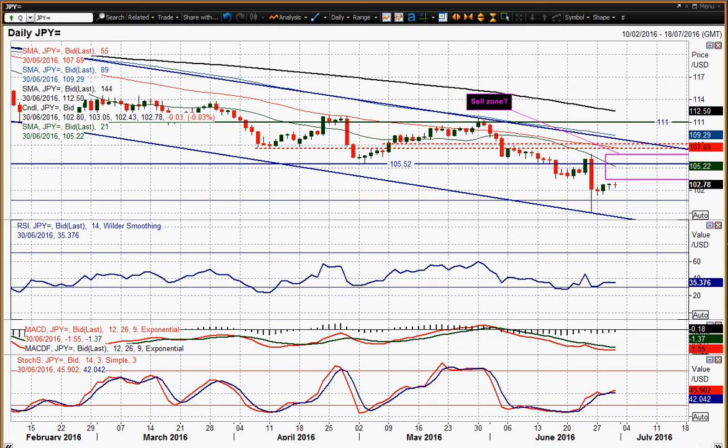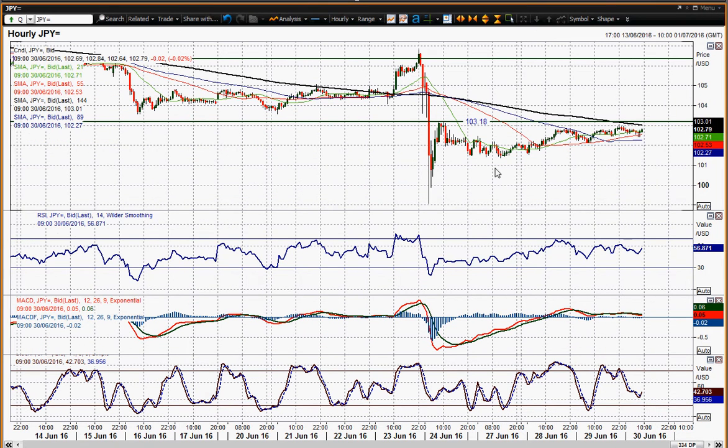On the hourly chart, you can see this is generally a bit of a consolidation, with momentum indicators reflective of that as well. Here's the overhead resistance that comes in at 103.18, which was a rebound high during the Brexit volatility, and that comes underneath the old floor of the 103.60 area, which is in place as the overhead supply now.